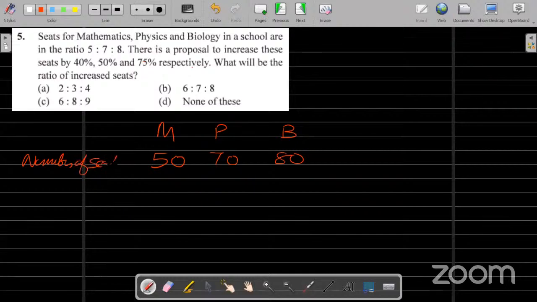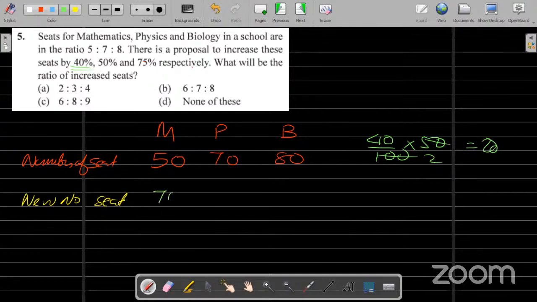Now the new number of seats. What happened to the math seats? Math seats increased by 40%. So the increment in math seats will be 40% of 50, that will be 20. 50 plus 20, 70 will be the new number of math seats.